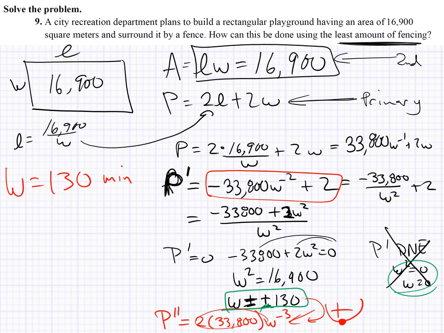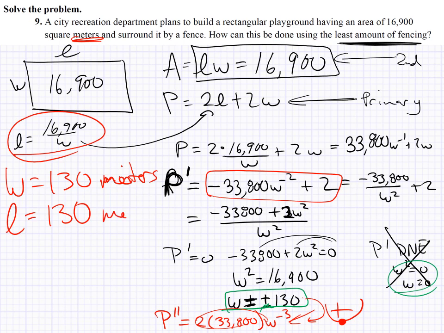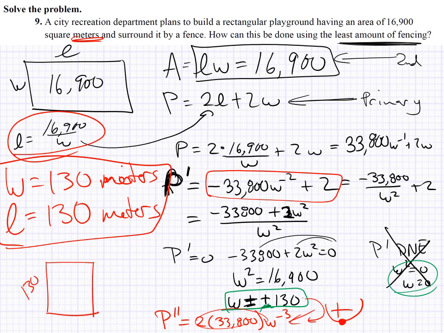Well, now we just need to figure out the length. Here's an equation that tells us how to find the length. If you take 16,900 divided by 130, you get 130 again. The measurement was in meters, so meters, that's your dimensions. And once you have those dimensions, that'll give you the least amount of fencing possible. So this is more square than rectangle: 130 by 130 meters will use the least amount of fencing, still giving you the 16,900 as your area.